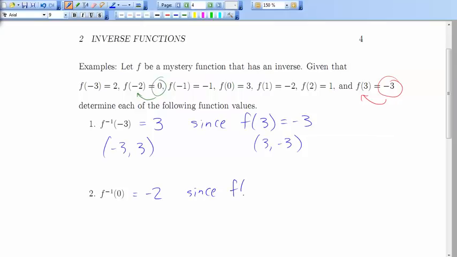Since f of negative 2 is 0. We're trying to do things backwards here. I'm trying to ask myself, what x value would I plug into f to get an output of 0, to get a y value of 0? Okay?